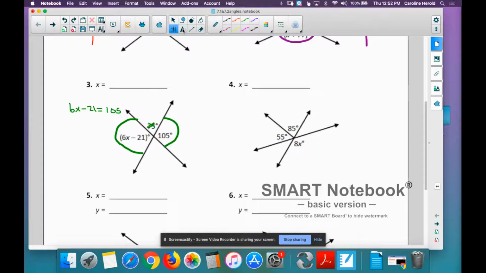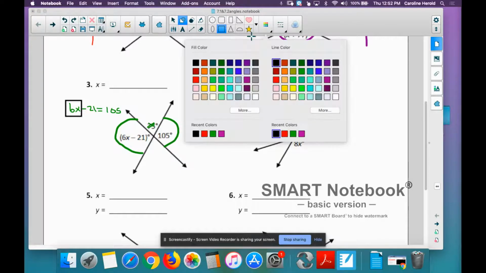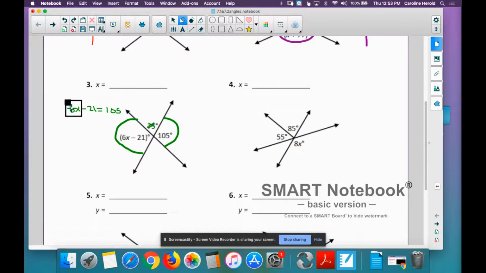Now this is a little unusual, isn't it? Normally, we would have just a variable by itself. Now I want to show you something kind of cool. If I thought of this whole thing as just the variable, so let me fill that in so you can't see what's underneath that. Okay, if I had something minus 21, how would I get that something by itself?